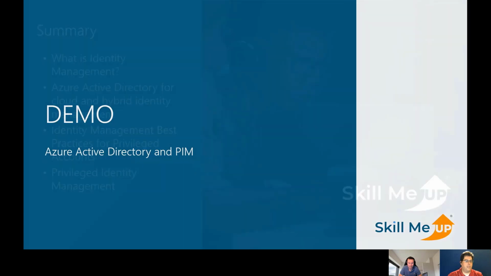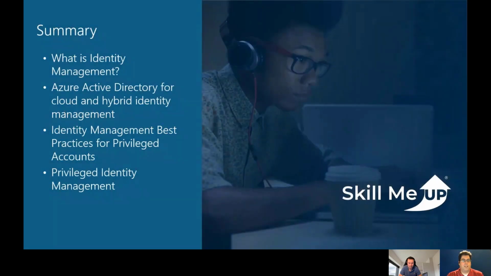And I think that brings us to a close. So we spent a lot of time here in the last hour talking about identity management, what it is, how you can utilize Azure Active Directory as well as on-premises Active Directory for cloud and hybrid identity management, what the best practices are for identity management for your privileged accounts and for your users, and then finally, how Privileged Identity Management is a tool for continuously auditing your administrative rights and those privileged accounts and privileged account roles to decrease your attack surface and manage your identities within your environment.